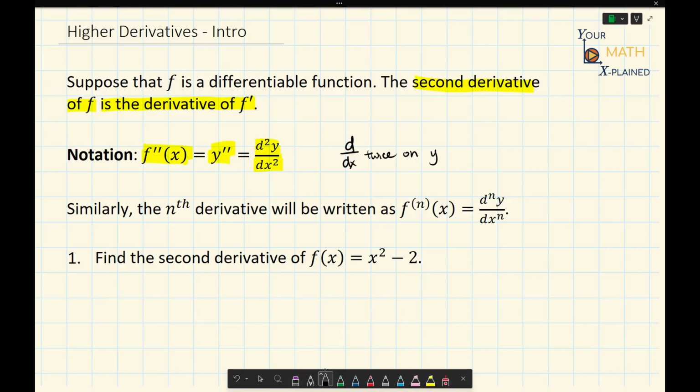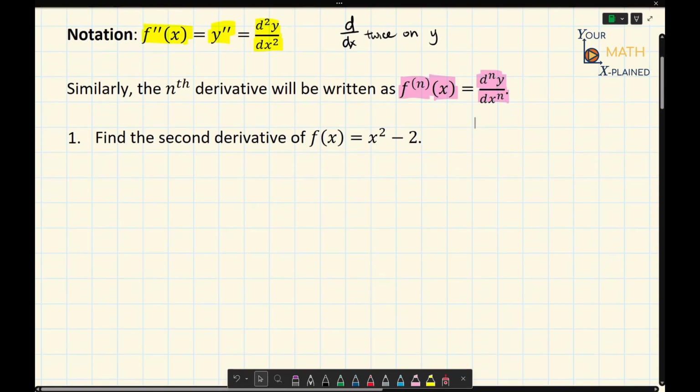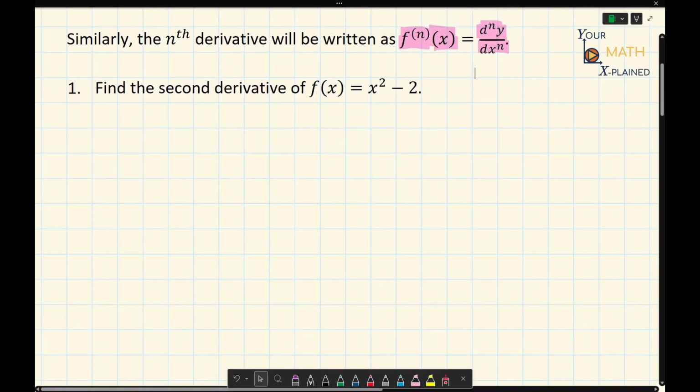And similarly, if we want to take the nth derivative, it can be written as f, and then we have this n in the power, but with brackets, of x. And then in Leibniz notation, this would be d to the power of n y over dx to the power of n. And now let's take a look at how to find the second derivative with an example.